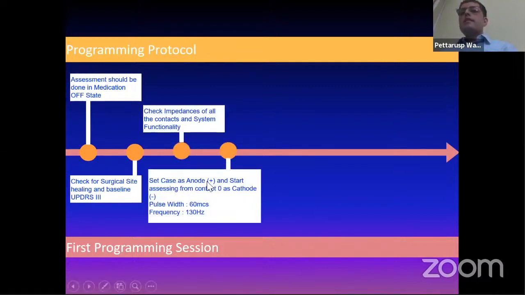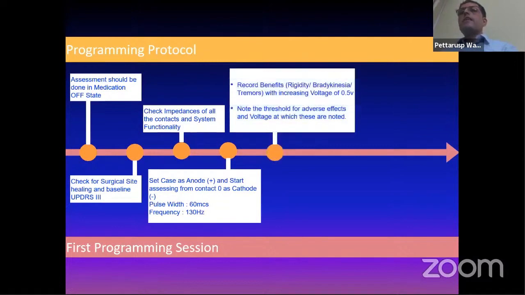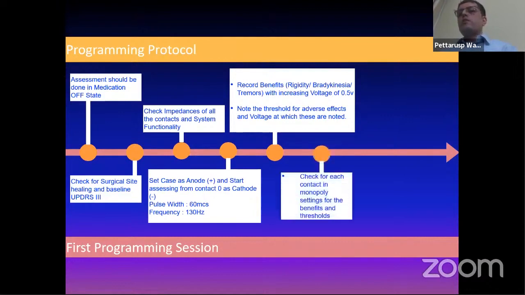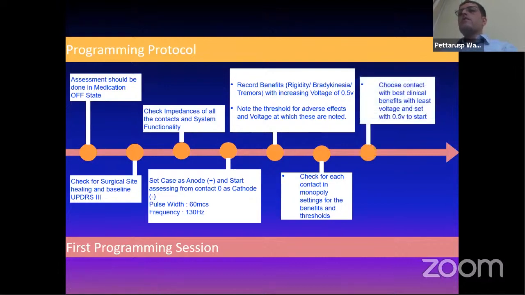Then set the case as the anode and the contact as the cathode, and check the pulse, keeping the pulse width and frequency fixed at 60-130. Then record benefits as I showed you in that chart, gradually increasing the voltage. Note the threshold for the adverse events and the voltage when they are noticed. Check each contact in monopolar settings and check the benefits and threshold.